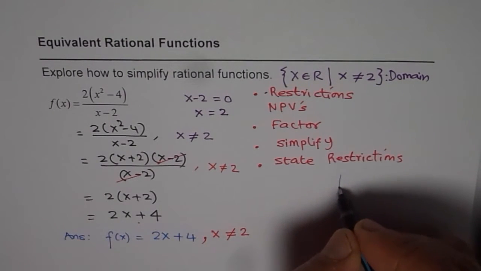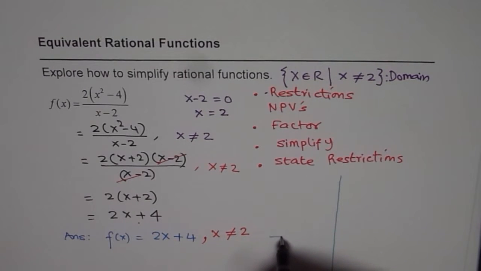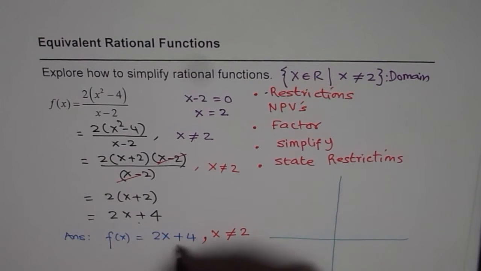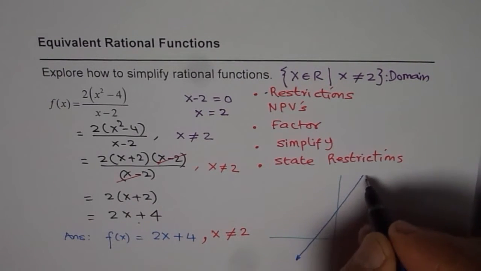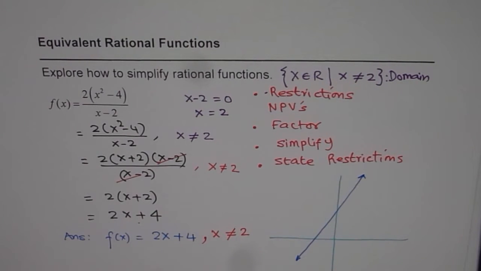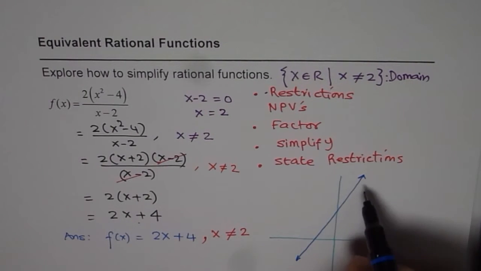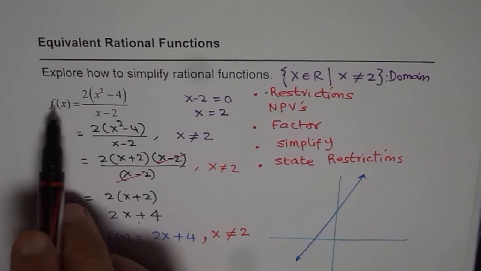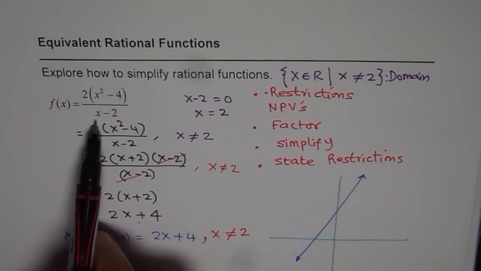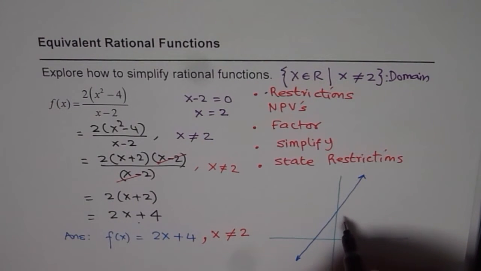And let us sketch this function to understand it even better. If I sketch 2x plus 4, it means my y-intercept is 4 and the slope is 2. So I can draw a line like this. I'm just sketching this line, which is 2x plus 4. If I don't write a restriction, I'll show a line on the graph, which happens to be a wrong answer because the rational function has a restriction. It cannot be 2, correct?